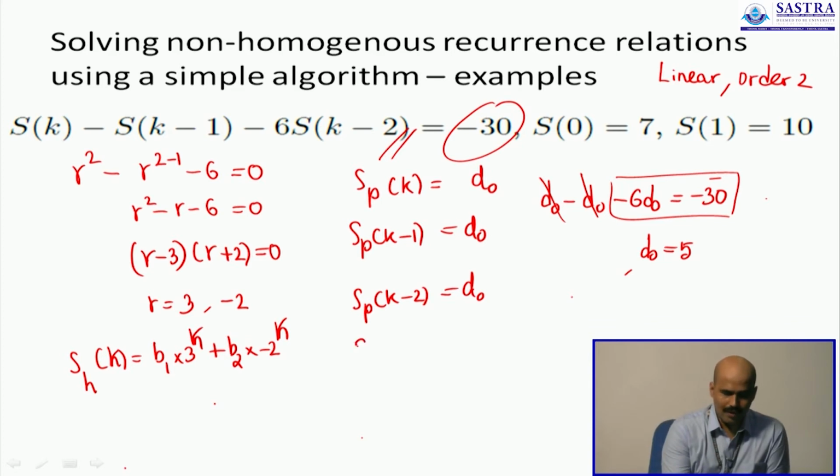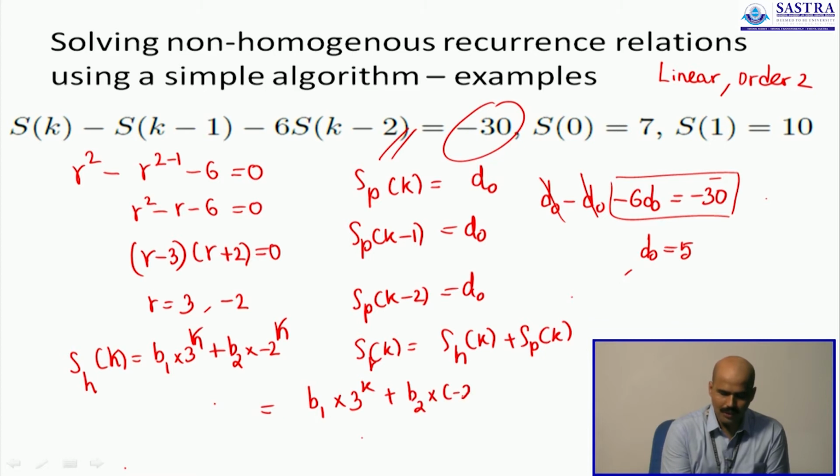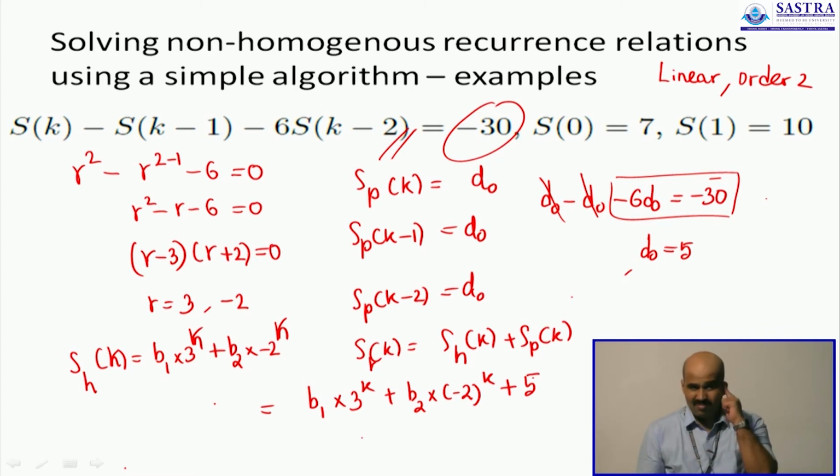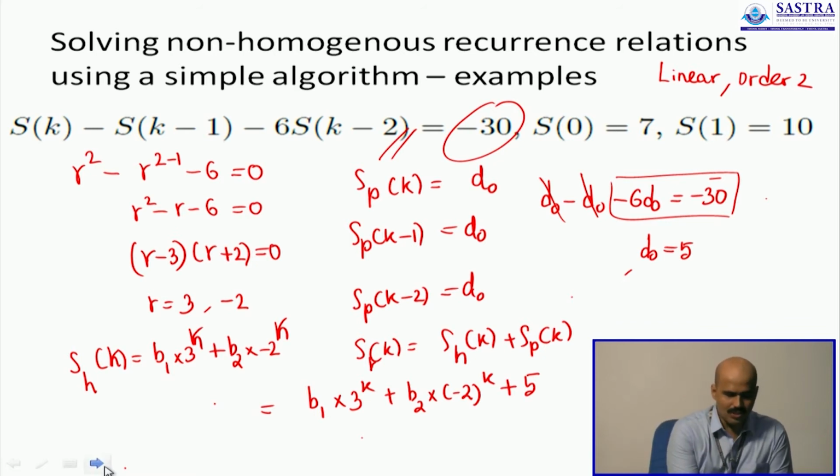So, therefore, you have the general solution. S of k is Sh of k plus Sp of k. Sh of k is what we obtained a few minutes ago, b1 times 3 power k plus b2 times minus 2 power k, plus the only constant we have, 5. Now, we have almost solved the problem except for the values of b1 and b2, which can be obtained using the initial conditions given. The question says S of 0 is 7 and S of 1 is 10. They can be used to solve for these constants. Let us use them up.